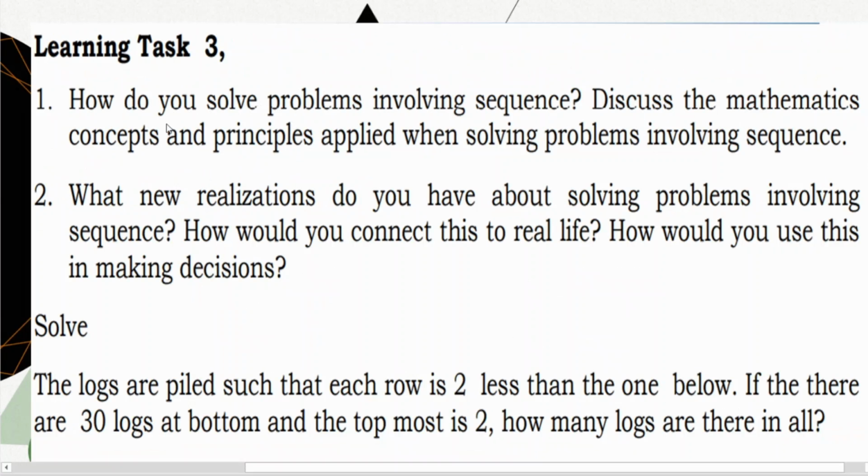Then we have learning task 3. So how do you solve problems involving sequence? You just need to discuss the mathematics concepts and principles applied when solving problems involving sequence. Number 2, what new realizations do you have about solving problems involving sequence? How would you connect this to real life, and how would you use this in making decisions?